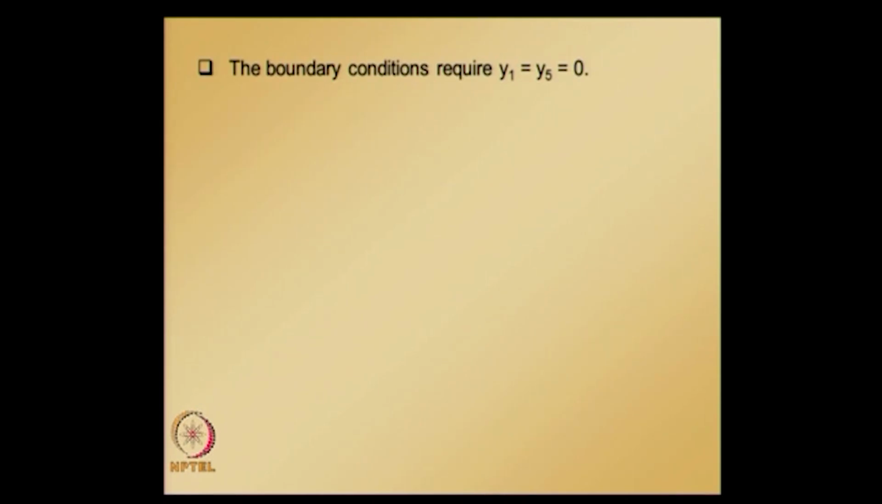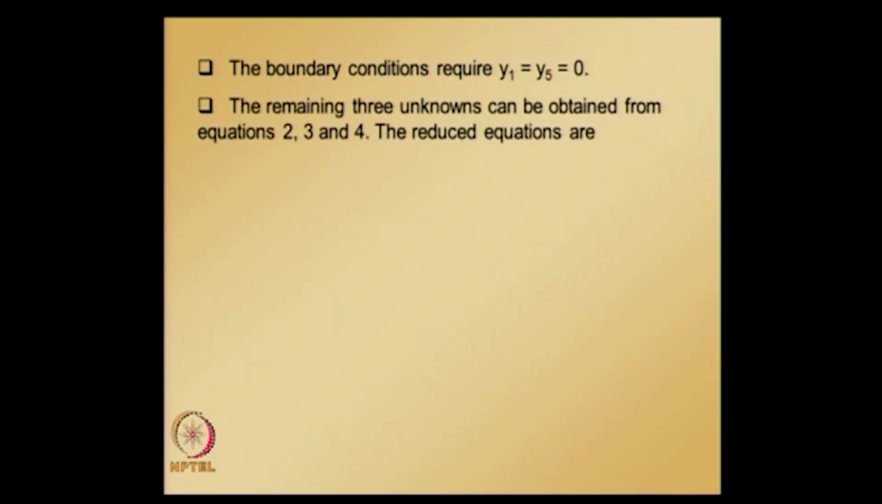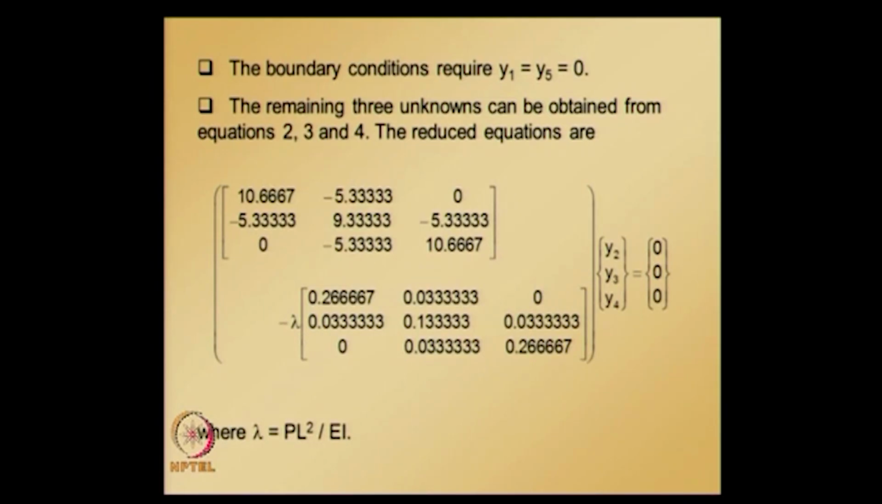In the previous global equation system, since y1 and y5 are 0, we can eliminate the rows and columns corresponding to the 1 and 5 locations, and we get the reduced equations. The remaining 3 unknowns can be obtained from equations 2, 3, 4, and the reduced equations obtained by eliminating the 1 and 5 rows and columns from the global equation system is this one.